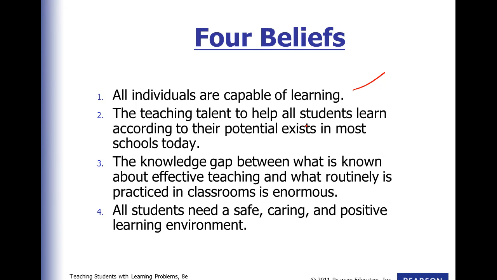Teaching talent to help all students learn according to their potential exists in most schools today. The knowledge gap between what is known about effective teaching and what routinely is practiced in the classroom is enormous. That's really where the rubber meets the road, that gap: we know what effective teaching looks like, but what are we doing? What service are we delivering? And students need a safe, caring, positive learning environment. When we talk about at risk, that's what it comes down to: are they in an environment where they can learn?